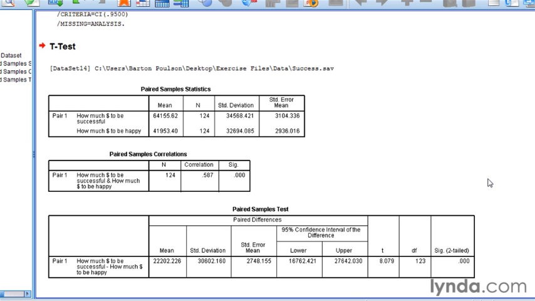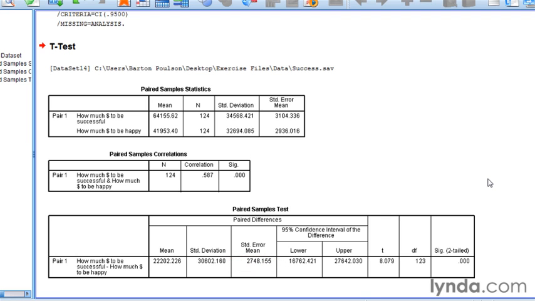But the important question about whether people put different answers for the two of these is answered in the next one. We see that if we take each person's response to the question, how much money you need to be successful, and subtract the amount of money you need to be happy, the difference between those is about $22,000 a year, with a standard deviation of 30,602. The standard error for that difference is next, but we can ignore that.